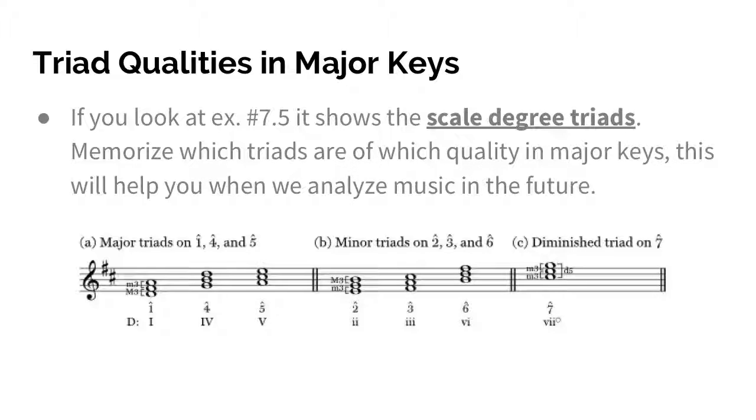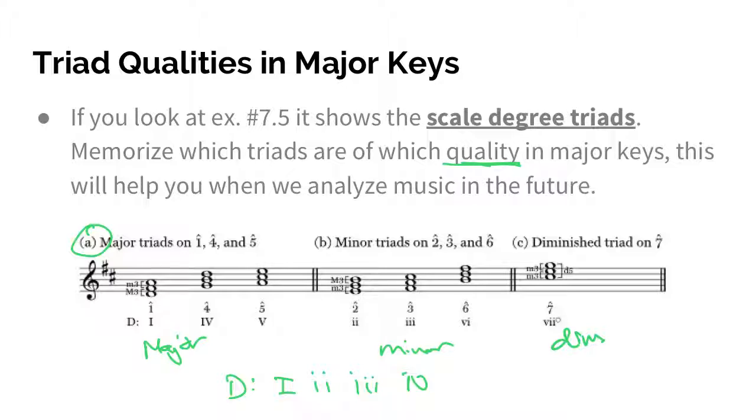If you look at example 7.5, it shows the scale degree triads. Also memorize what triads are which quality. As you can see here in letter A, the 1, 4, and 5 chords are major. 2, 3, and 6 are the minor triads. And then 7 is a diminished chord. These are very important to know. So memorize this. If you saw a full D major, it'd be a 1, 2, 3, major 4, major 5, minor 6, diminished 7.